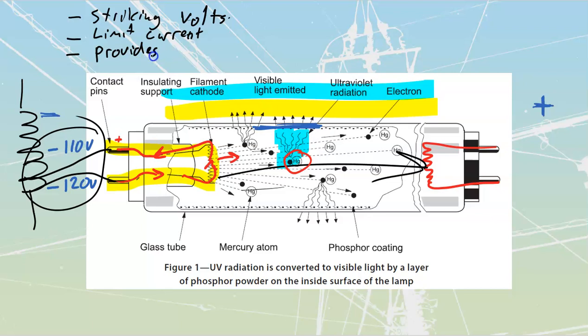And I'm going to actually call that provides cathode voltage difference. Let me erase that. Difference. Beautiful. So those are the three main things that we are going to be provided from our ballast.